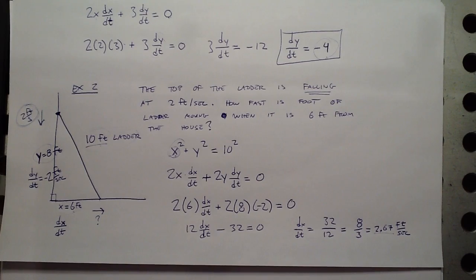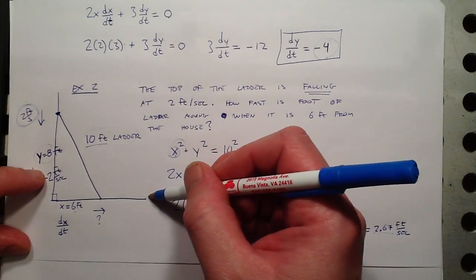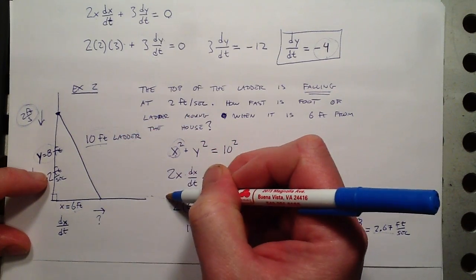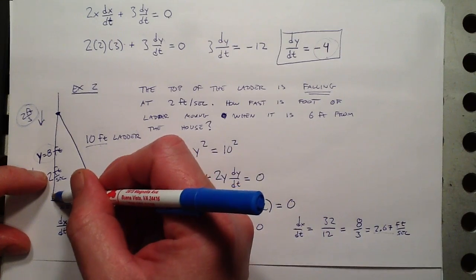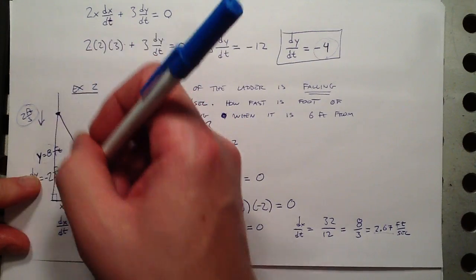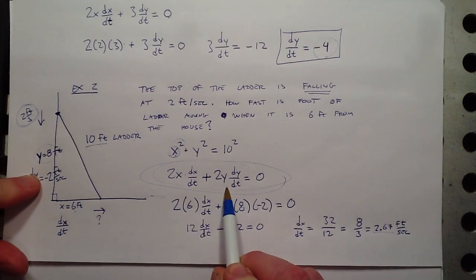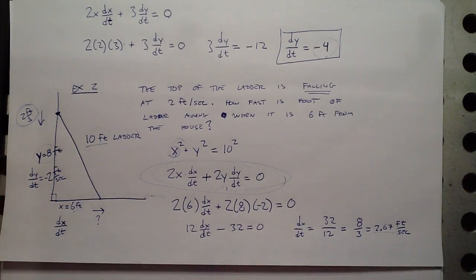Now, if your intuition wanted to tell you that those two numbers should be the same, then you might think about the extreme ends of this. Like if the ladder were almost to the ground, moving a little bit here makes a much bigger difference here. Right? So these two rates are not the same. There's a relationship between the rates. This is the relationship between the rates. This is a related rates problem.